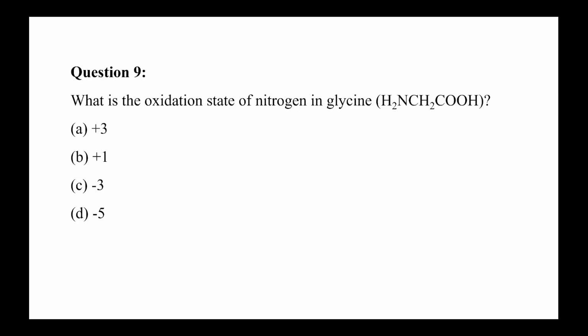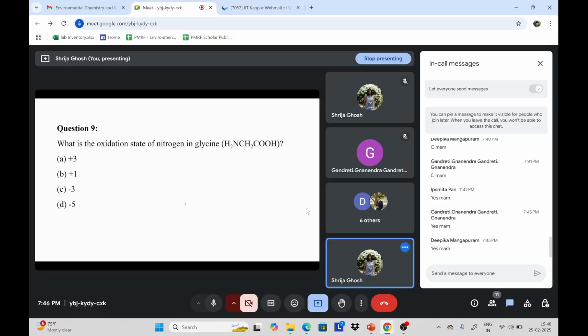What is the oxidation state of nitrogen in glycine? In brackets, you have the formula of glycine. All of you calculate the oxidation state of nitrogen. Write the answers in the chat box. Option A is +3, option B +1, option C -3, and option D -5. So what is the oxidation state of nitrogen in glycine?